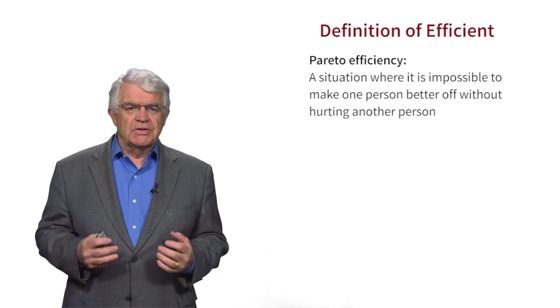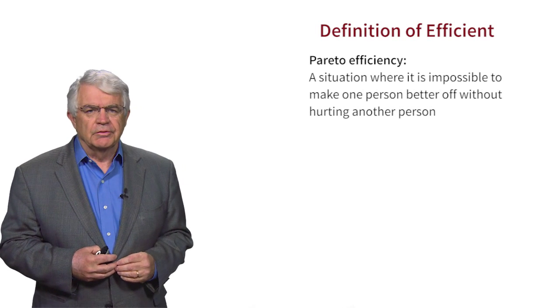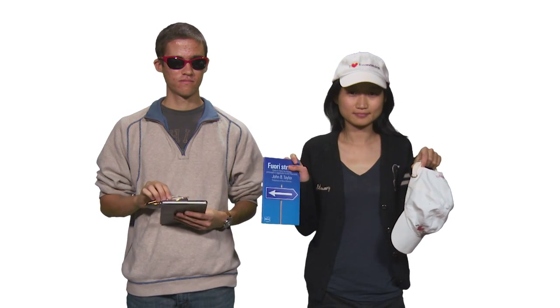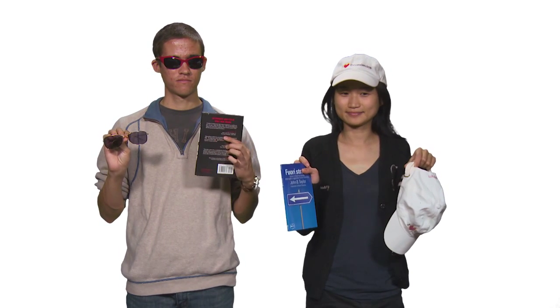So let's best think about this in terms of an example. So let me get off camera and see if Thomas and Tilke would help me understand this with you. So as you can see, Thomas and Tilke each have three objects. Tilke has two hats and a book, and Thomas has two pairs of sunglasses and a book. Is this Pareto efficient? No, because it's possible to make one of them better off, in fact, both of them better off, without hurting the other. How do we do that?